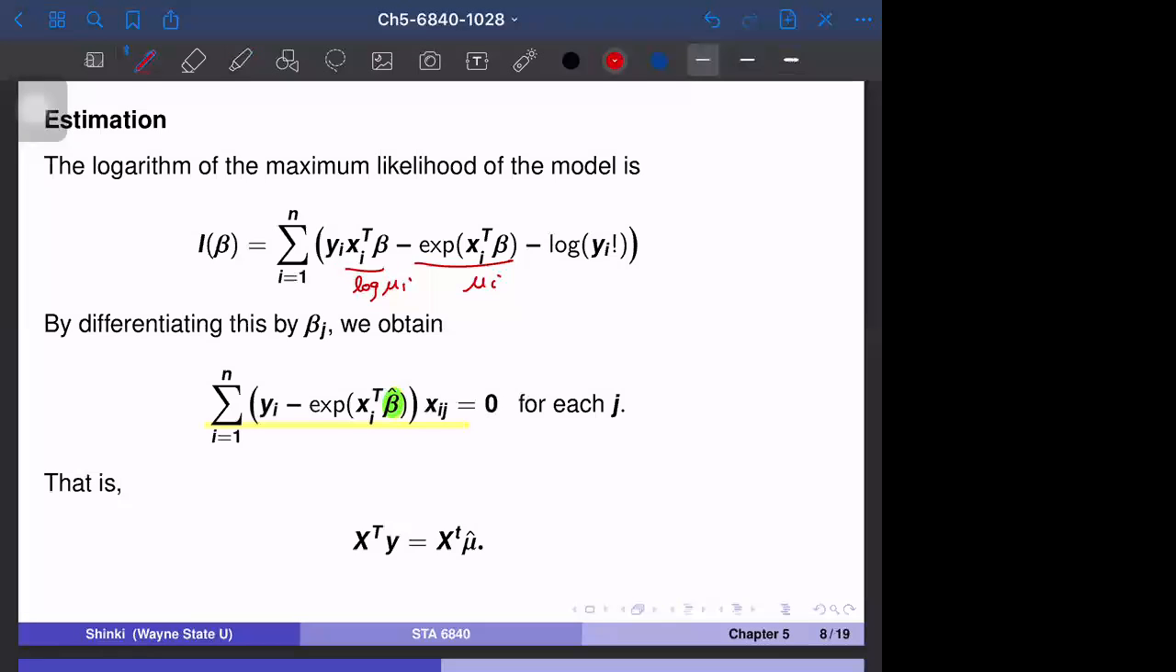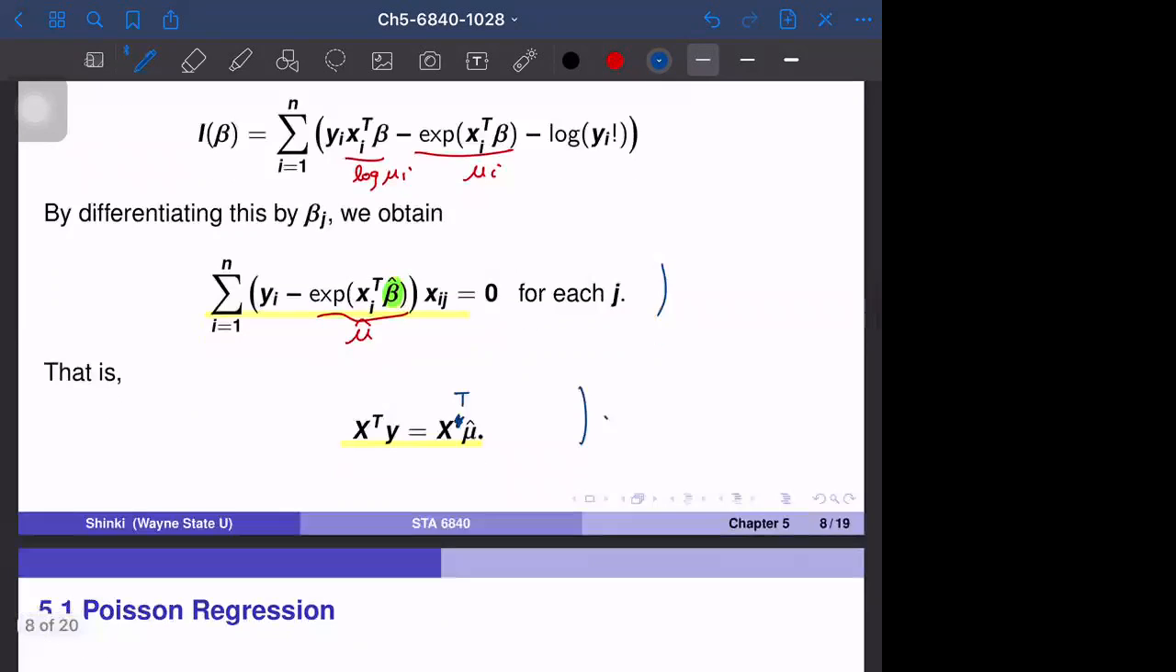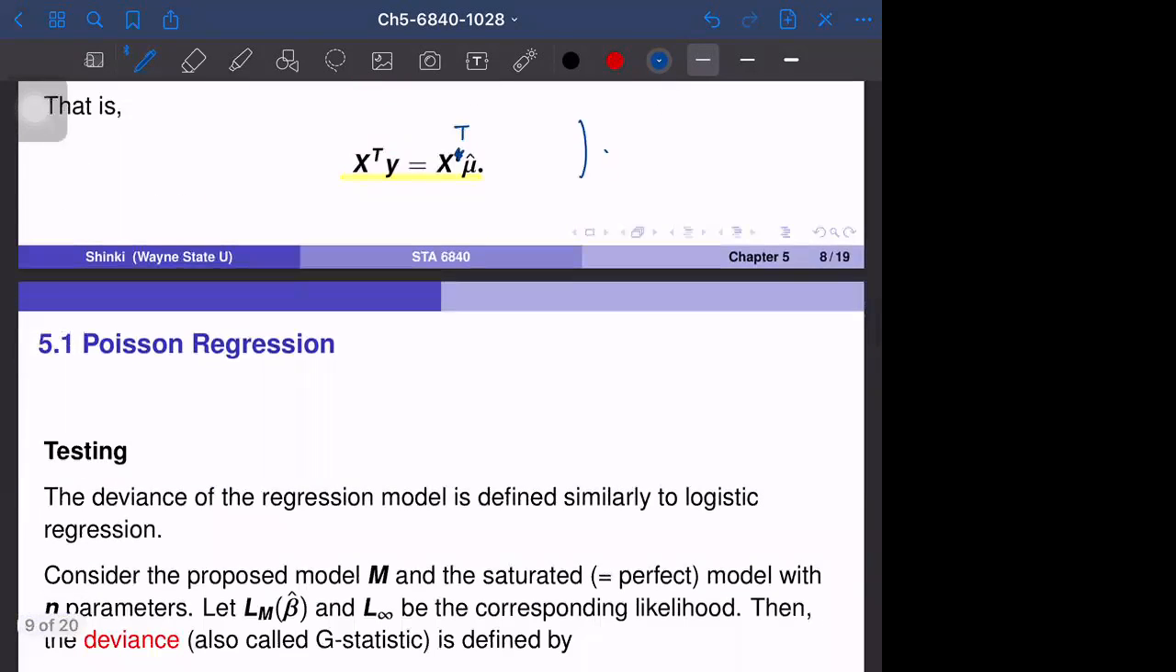If we denote this as mu hat, you can write this as x transpose y is equal to x transpose mu hat. Here the t was a typo, so this is transpose. This equation holds for each j, and this is the matrix form, so we summarize it in just one equation. So this maximum likelihood method can estimate beta.